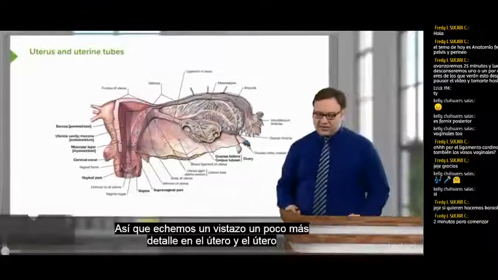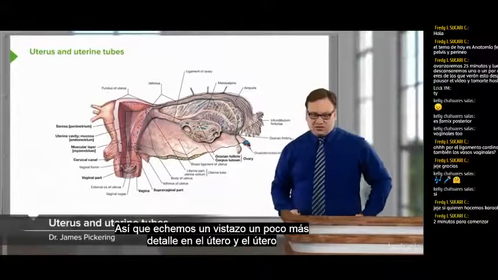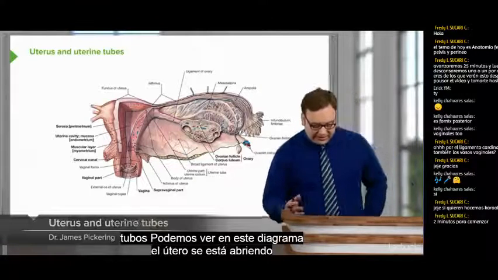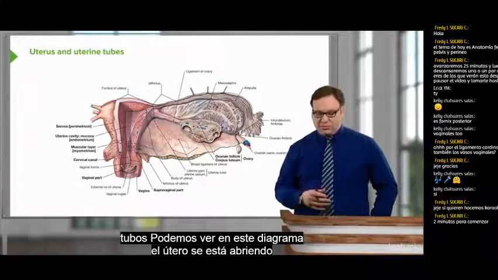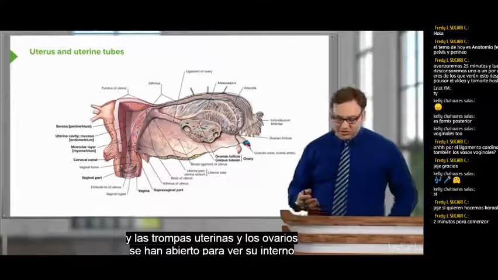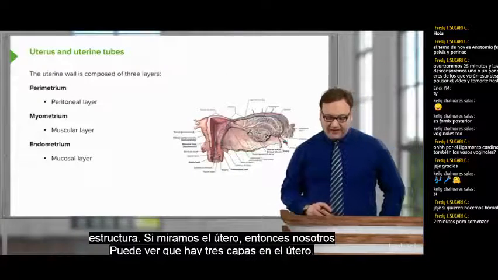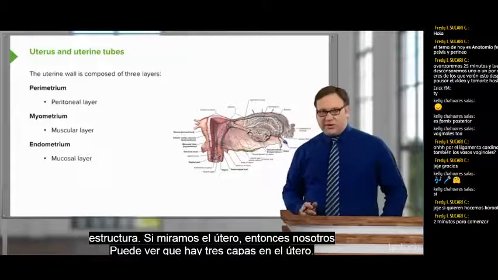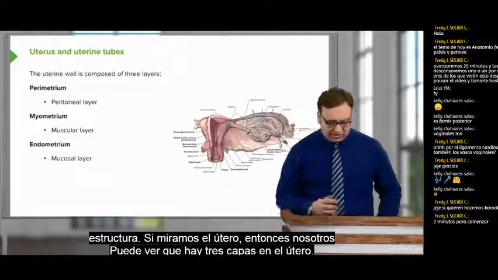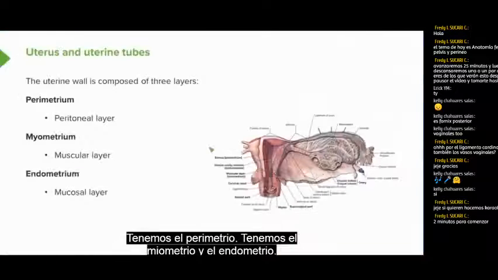So let's have a look in a bit more detail at the uterus and the uterine tubes. We can see in this diagram the uterus has been opened up and the uterine tubes and the ovaries have been opened to see their internal structure. If we look at the uterus, then we can see there's 3 layers to the uterus. We have the perimetrium, we have the myometrium, and the endometrium.